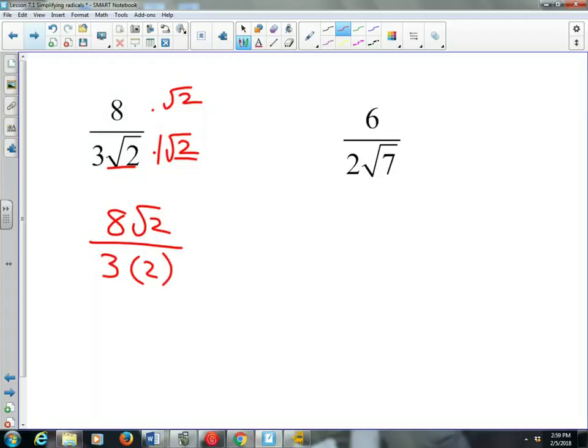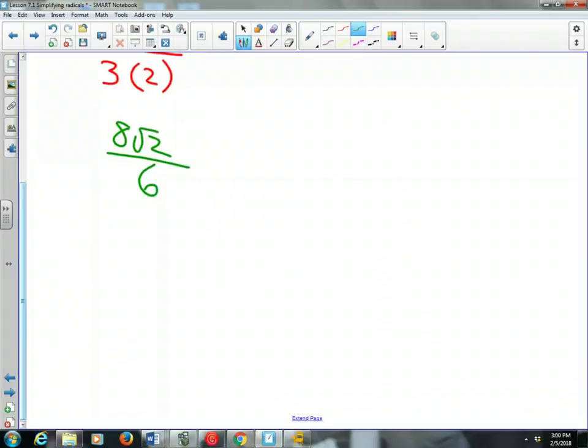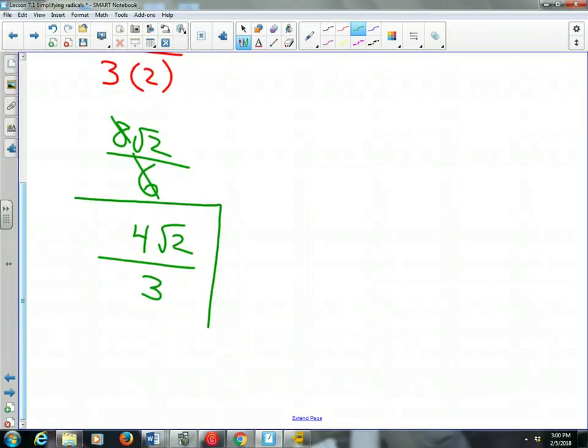So in the numerator, we have 8 square root 2. In the denominator, we get 3 times 2, which is 6. So then one more step, I can reduce the fraction. 8/6 is the same thing as 4/3. So 4 square root 2 divided by 3.